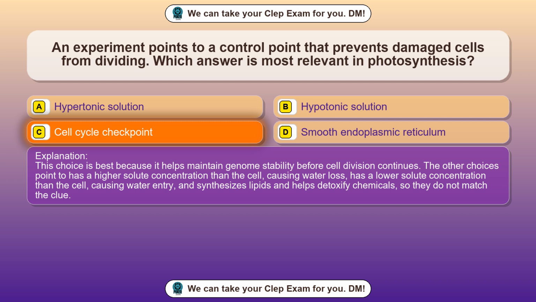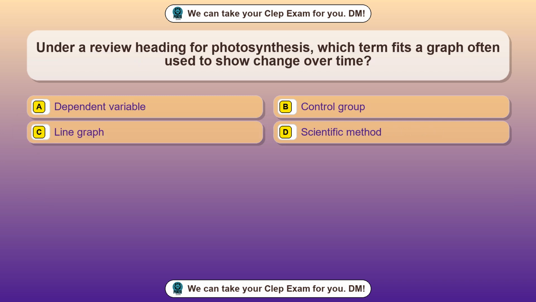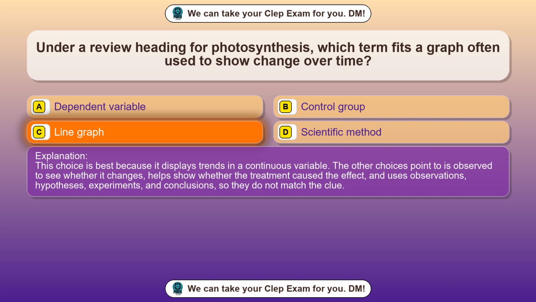The other choices point to has a higher solute concentration than the cell, causing water loss, has a lower solute concentration than the cell, causing water entry, and synthesizes lipids and helps detoxify chemicals, so they do not match the clue. Question 5. Under a review heading for photosynthesis, which term fits a graph often used to show change over time? Option A, dependent variable. Option B, control group. Option C, line graph. Option D, scientific method. The correct answer is option C, line graph. This choice is best because it displays trends in a continuous variable.